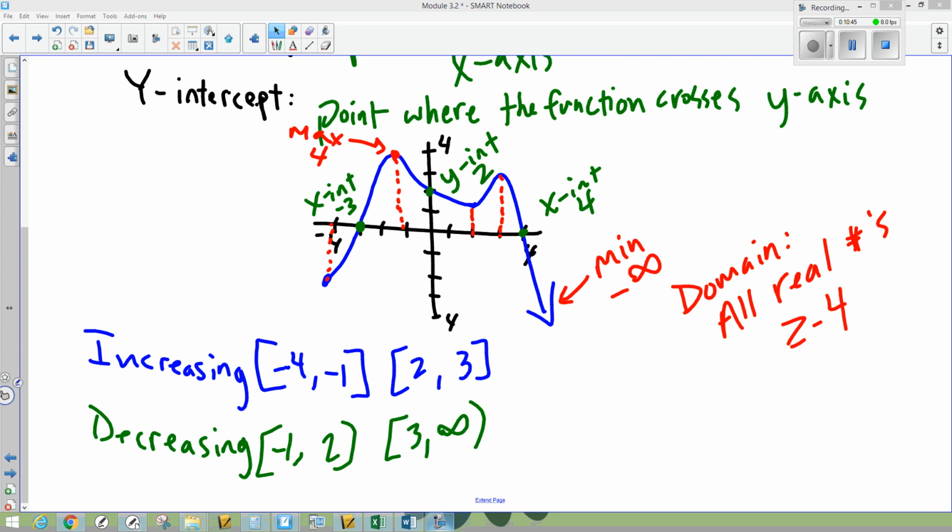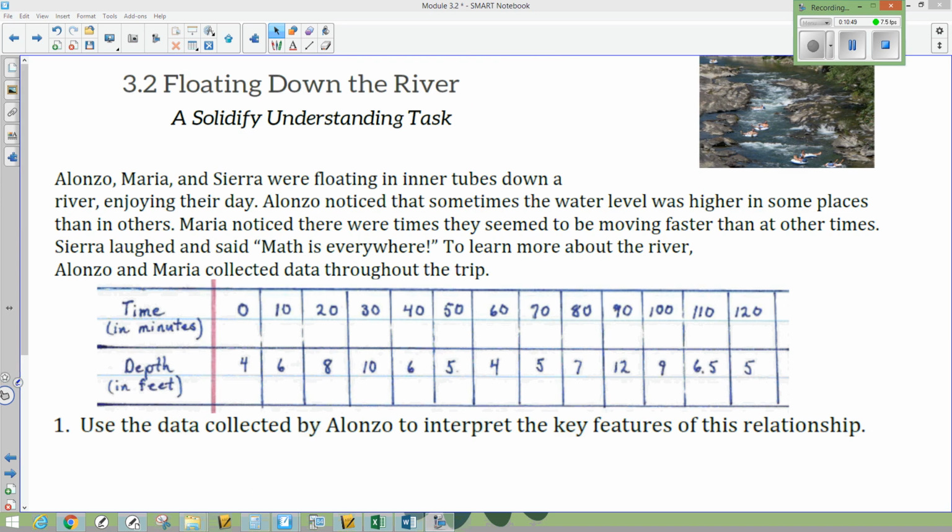All right. Now, I know that's a lot. We need to get into our next part of what we're doing here. Pay attention to this and we'll talk it out real quick. It says Alonzo and Maria and Sierra were floating in inner tubes down a river, enjoying their day. Alonzo noticed that sometimes the water level was higher in some places than in others. Maria noticed that there were times they seemed to be moving faster than at other times. Sierra laughed and said, "Math is everywhere." To learn more about the river, Alonzo and Maria collected data throughout the trip. So here's their data.